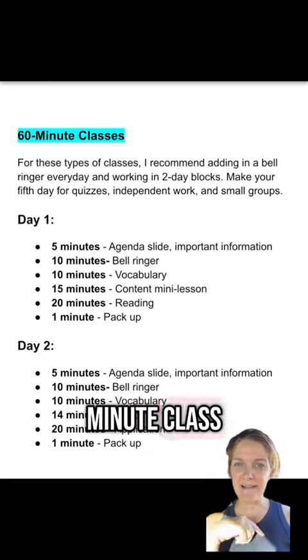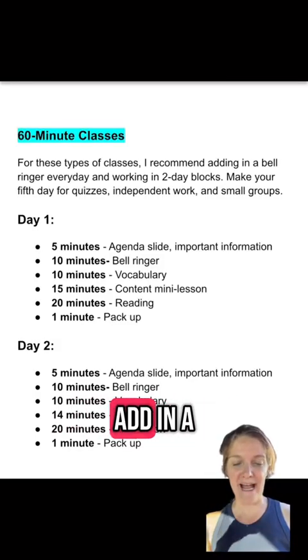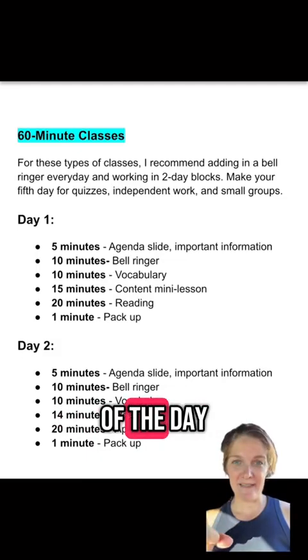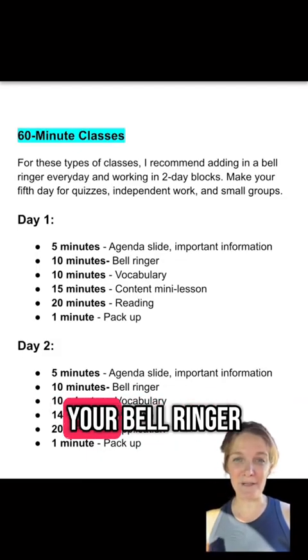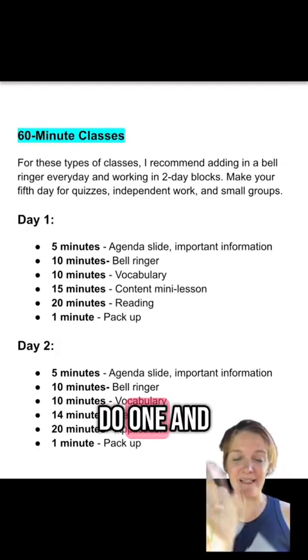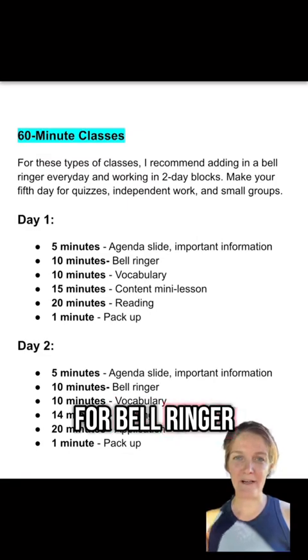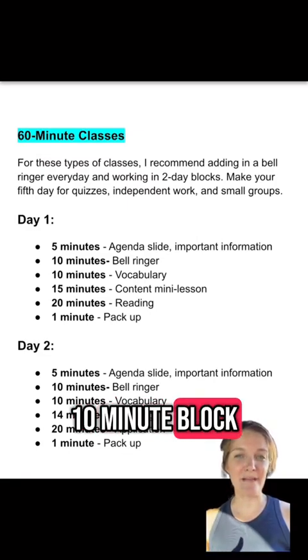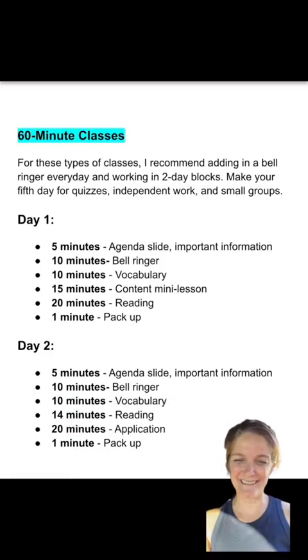If I had a 60-minute class, I would do everything the same. I would work in 2-day blocks, except this time I would add in a bell ringer. And so it could be question of the day, it could be standards-based bell ringers, it could be question writing, whatever you want your bell ringer to be. I would just do one and I would do it in that 10 minutes. So that way you have a 10-minute block for bell ringer, and then right after that you'll have a 10-minute block for vocabulary. That's what I would do if I had 60 minutes.